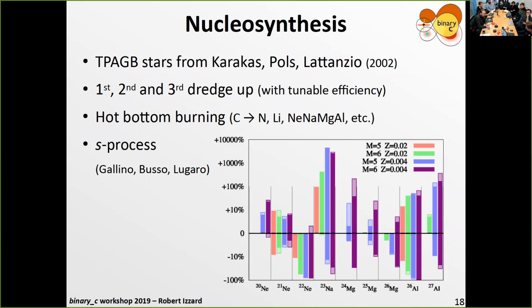We also have hot bottom burning, so I actually have proper nuclear burning code as part of binary C. It's a very limited network, so it only does CNO, neon, sodium, magnesium, aluminium, but that's all you need for hot bottom burning, at least in these models. And you can see from the diagram here, this is from my 2006 paper where we looked at the uncertainties in nuclear reaction rates and what they do to the chemical yields compared to the standard. And we can do that very fast in this code.